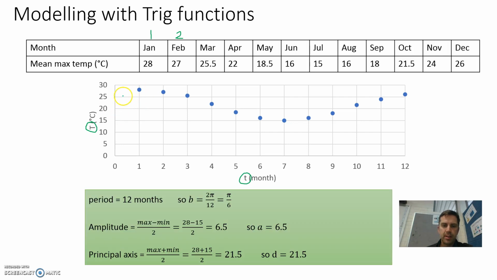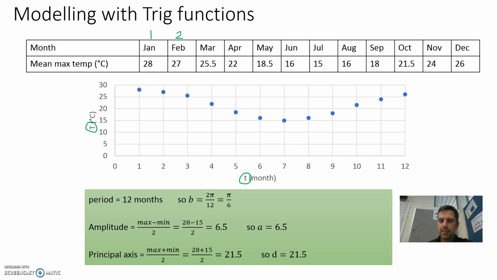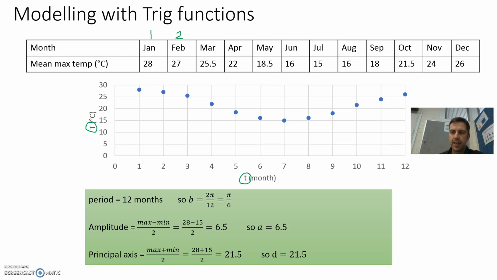So what we might do when we look at this is we'd go, okay, well, the period, the time it takes for the pattern to repeat itself should be 12 months. So you can see it started up high, and after 12 months it's gotten back up high again. And typically with any sort of problem involving variation over a year, you would expect the period to be 12 months. What this means is we can work out B by doing 2 pi divided by the period, which was 12, and that gives us pi over 6 for our value of B.